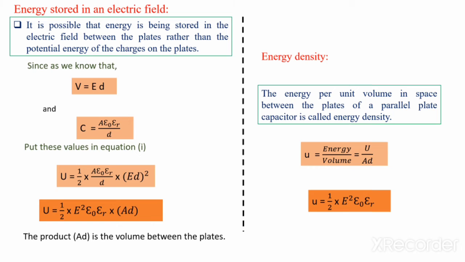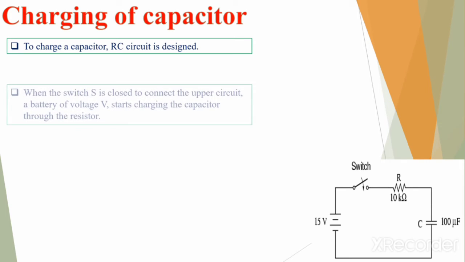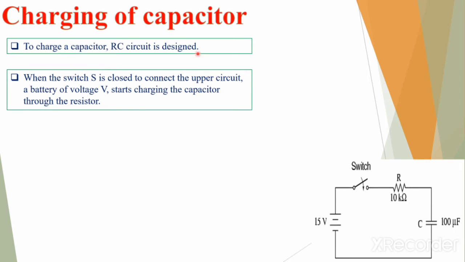Charging a capacitor. To charge a capacitor, an RC circuit is designed. RC circuit means a combination of resistor and capacitor. A circuit containing a resistor and a capacitor is called an RC circuit. And this combination of resistor and capacitor is connected to a battery.